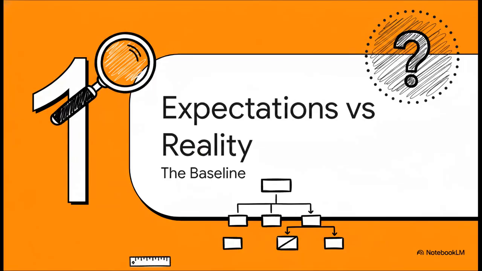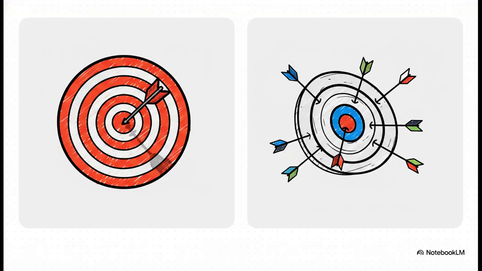Section 1. Expectations versus reality, the baseline. Okay, let's dive into this. Every good investigation needs a solid baseline, right? In management accounting, that baseline is our expectation, which we call the standard cost. Think of it as the benchmark. It's a measurement of resource usage set under defined, efficient conditions. Basically, it's what the product should cost.